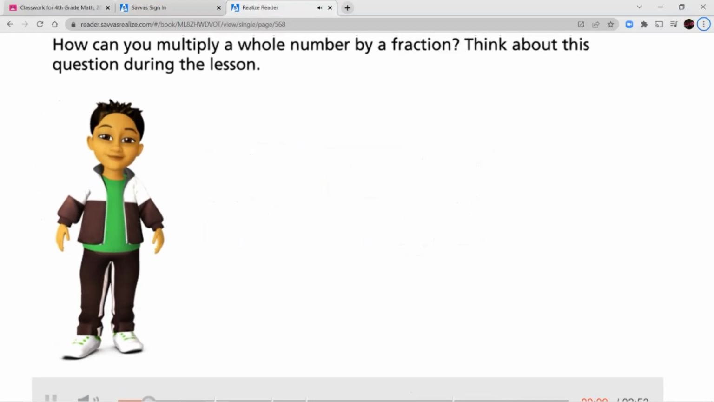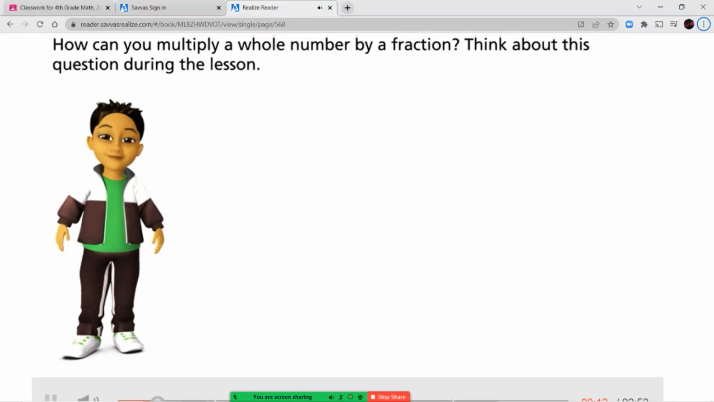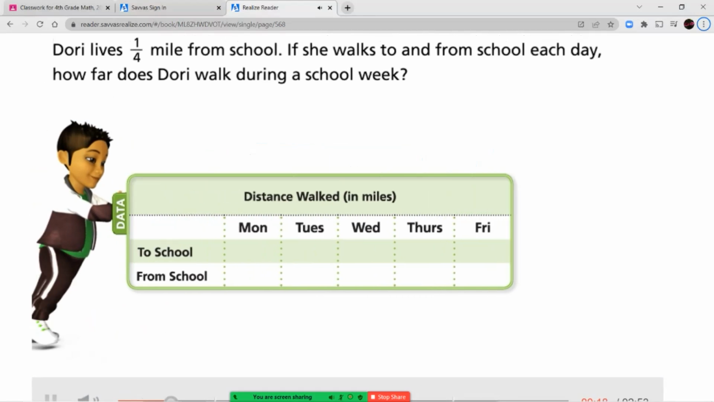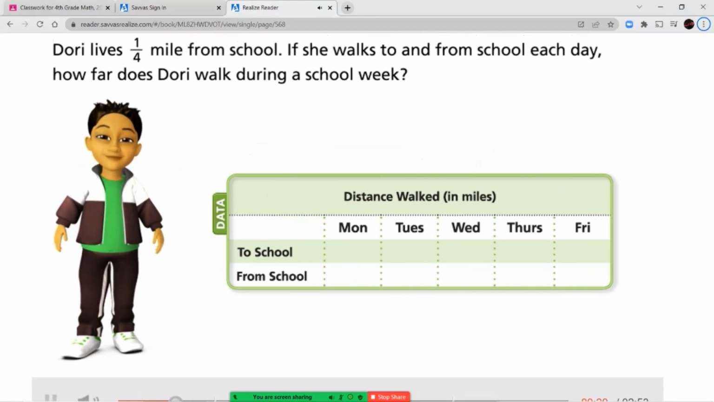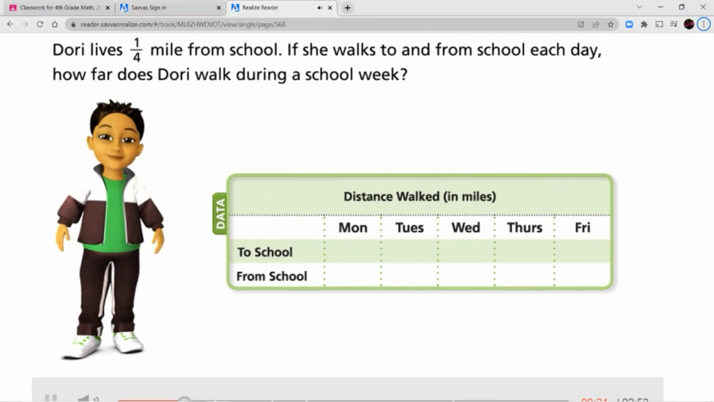How can you multiply a whole number by a fraction? Think about this question during the lesson. Dory lives 1/4 mile from school. If she walks to and from school each day, how far does Dory walk during a school week?